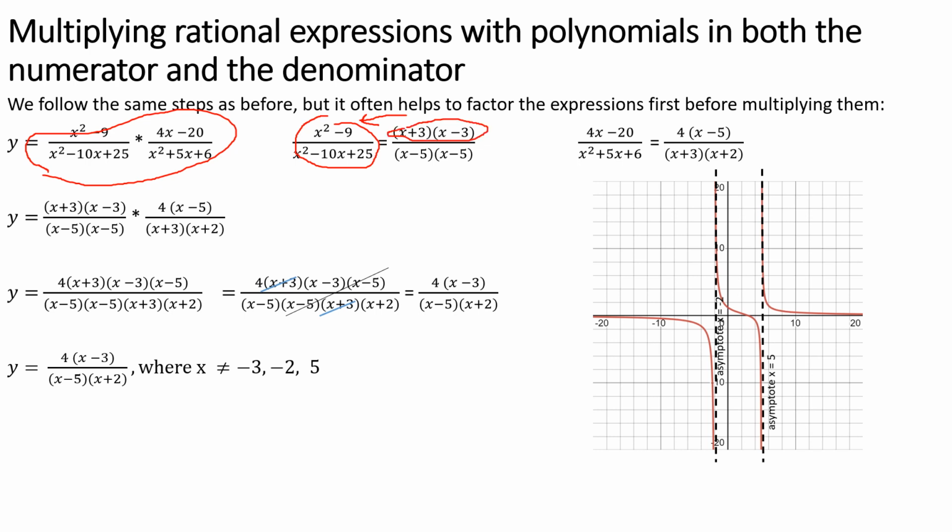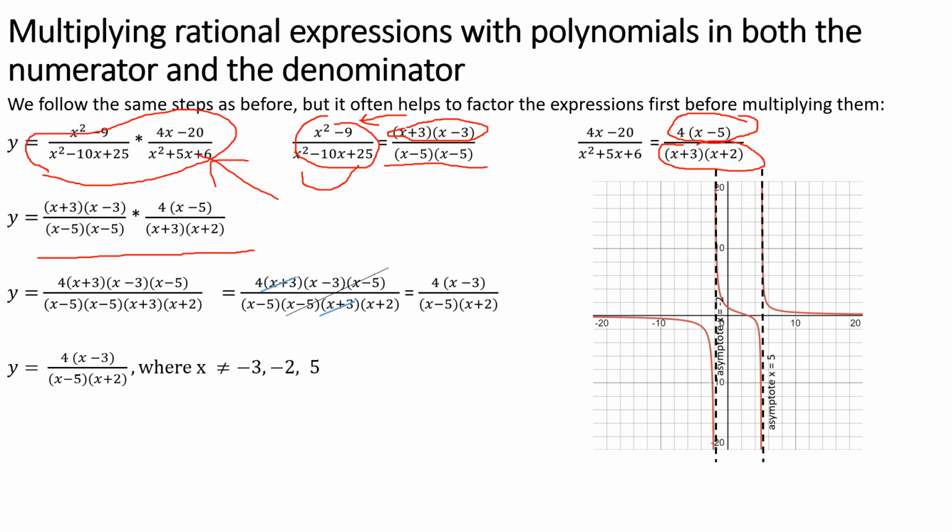And if I use the PQ method to factor this out, this is x minus 5 times x minus 5, which is actually x minus 5 squared. My second expression, 4x minus 20 over x squared plus 5x plus 6, I can factor out that 4 right there. And then use the PQ method. X squared plus 5x plus 6 is simply factored x plus 3 times x plus 2. And here are my two expressions factored out.